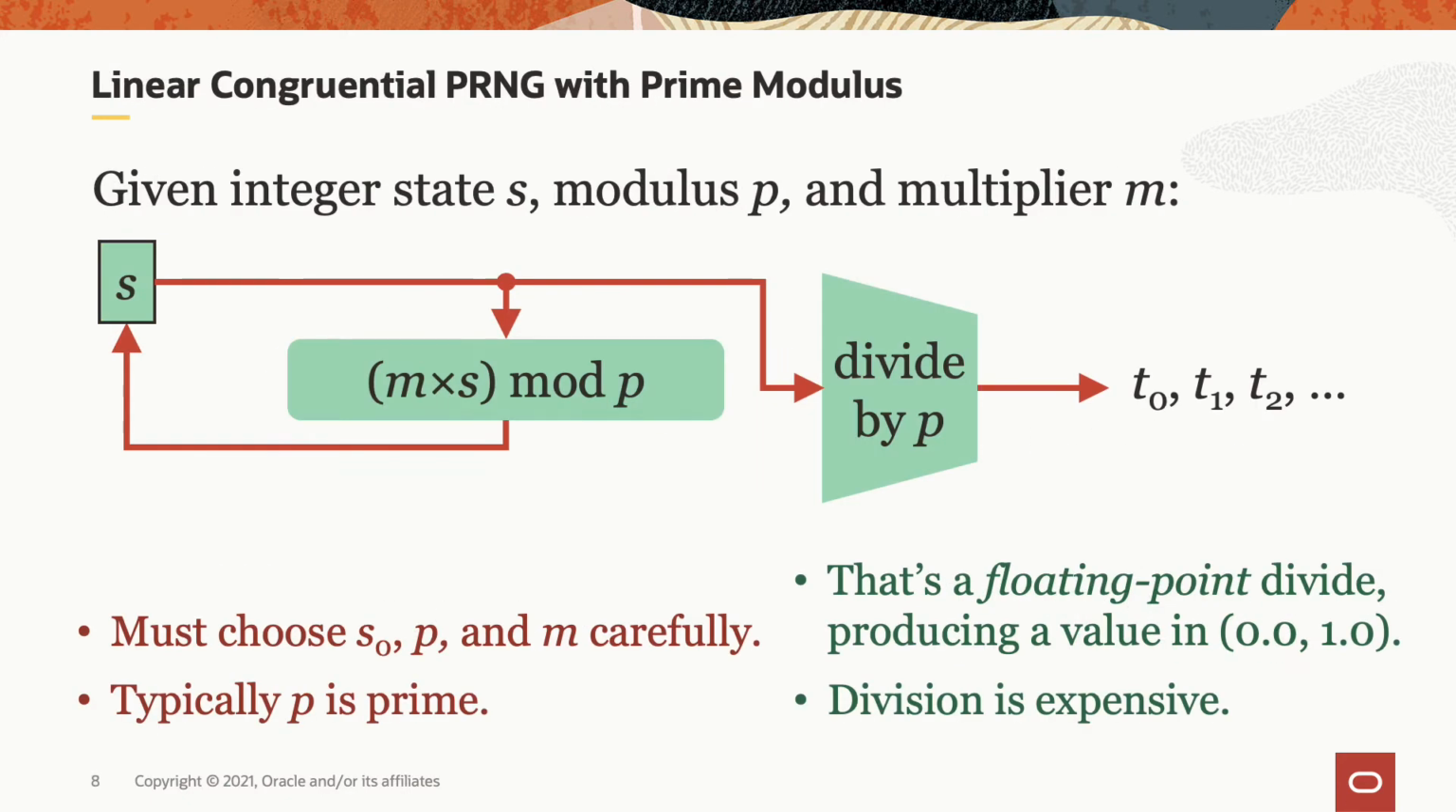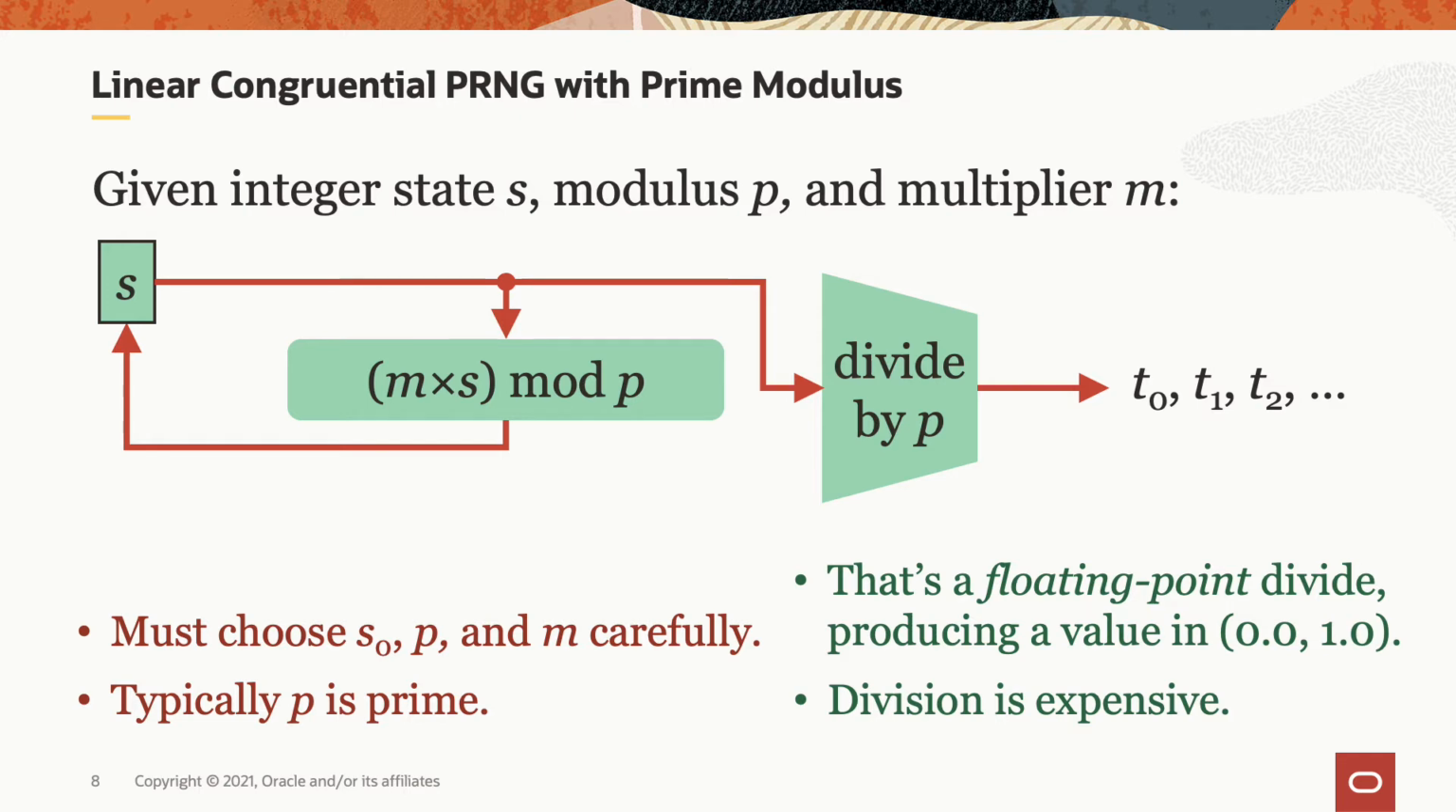Now we look at a specific example that has been widely used, a linear congruential PRNG with a prime modulus. So given an integer state s, a modulus p, and a multiplier m, the update function multiplies s by m, takes the result mod p and stores it back. The output function divides by p, and this gives a sequence of values between 0 and 1. In fact, they will all be non-zero. The reason is we must choose a non-zero initial state, or else all of the produced values will be 0.